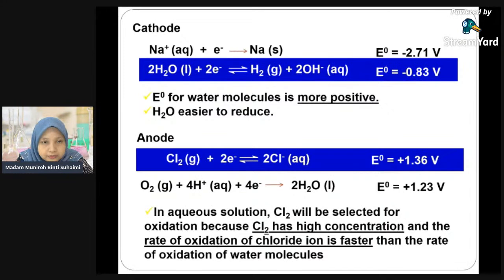For the anode, because this is a concentrated solution, chloride will be selected for oxidation because chloride has high concentration and the rate of oxidation of chloride ion is faster than the rate of oxidation of water molecule. So at the anode, chlorine gas will be selected. That is the difference between diluted and concentrated electrolysis.